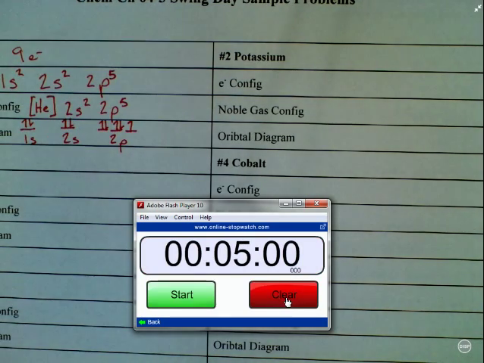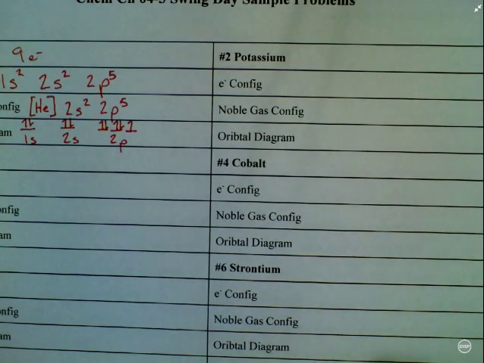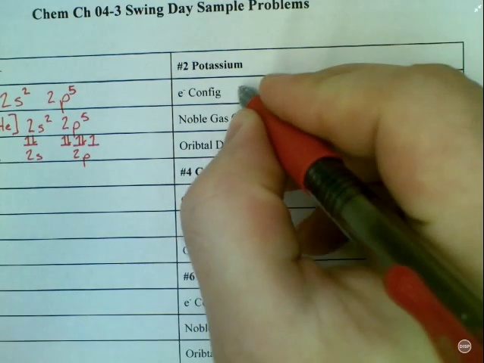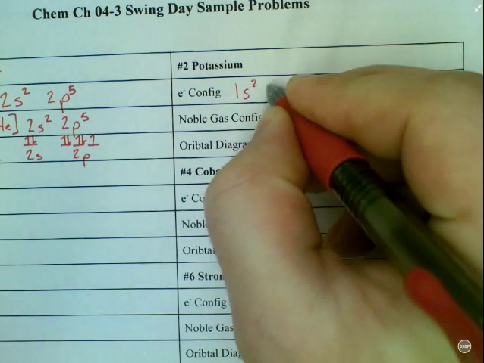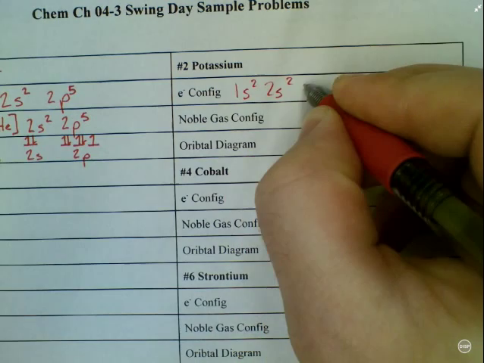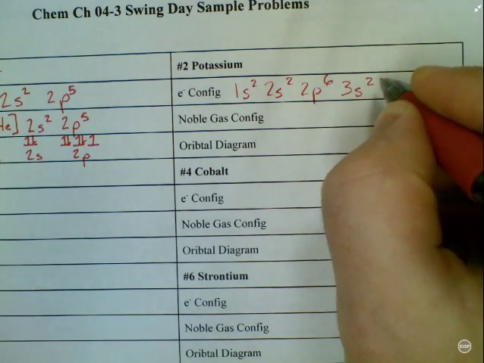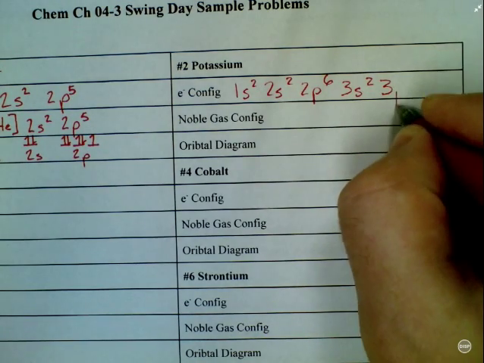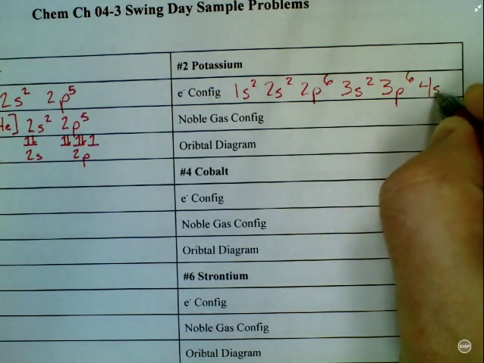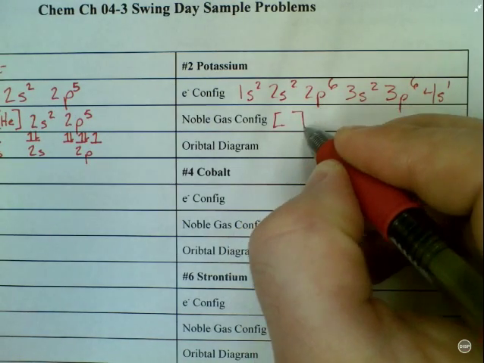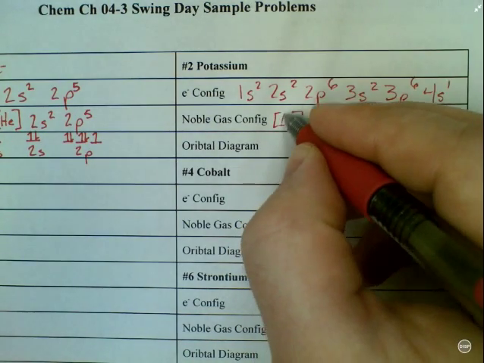Guys up front, we're going to go over this. Make sure that we got the correct answer going. Potassium, electron configuration: 1s2, 2s2, 2p6, 3s2, 3p6, 4s1. Now, when I go backwards from potassium, the first noble gas that I find is argon.